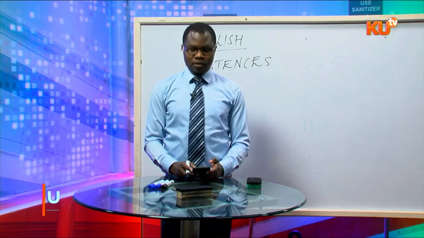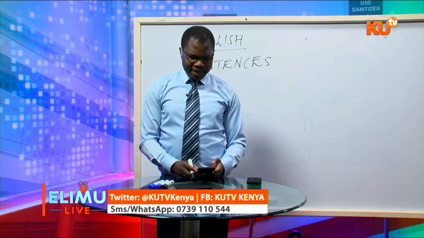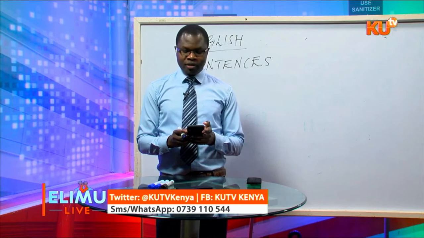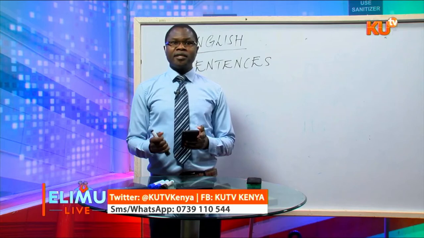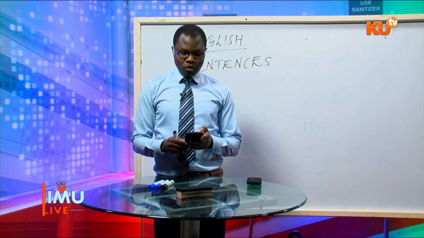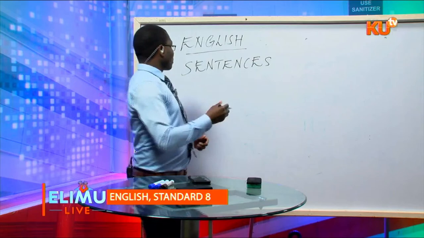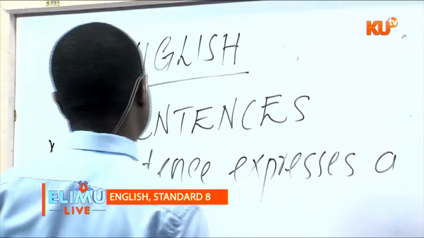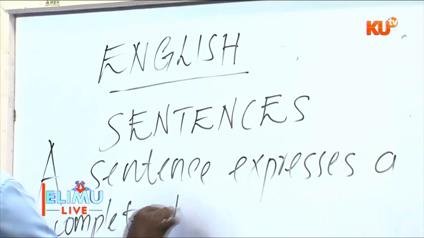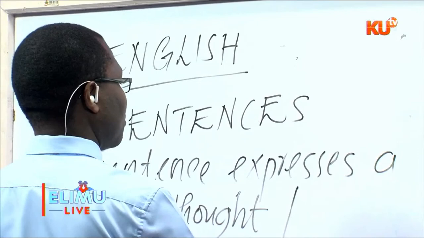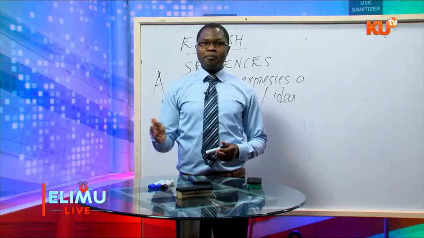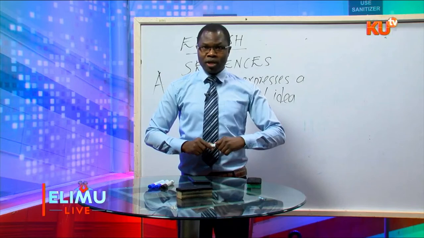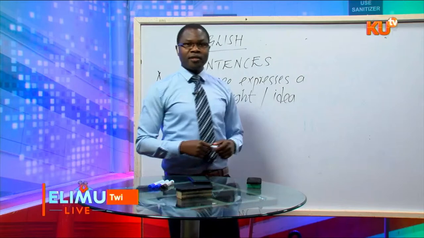So, a sentence is a group of words that expresses a complete thought. So whenever you use a sentence, there is that expression of a complete thought. And sentences always have a subject. So a sentence expresses a complete thought or idea. That is the basic meaning of a sentence. Whenever you want to put something across, we use sentences to communicate. And then we have said that a sentence expresses an idea or thought.